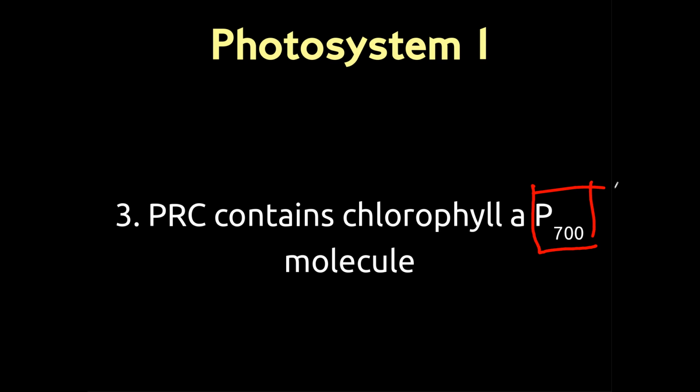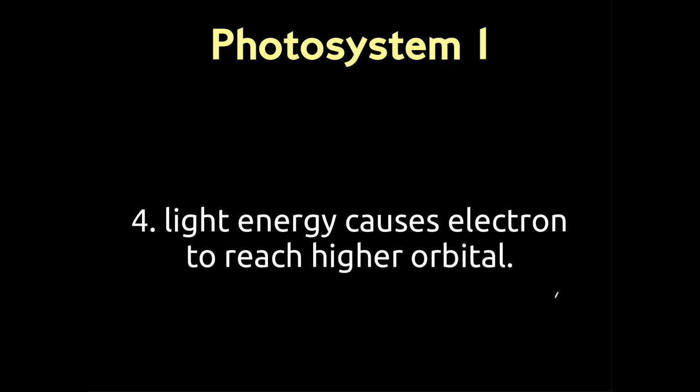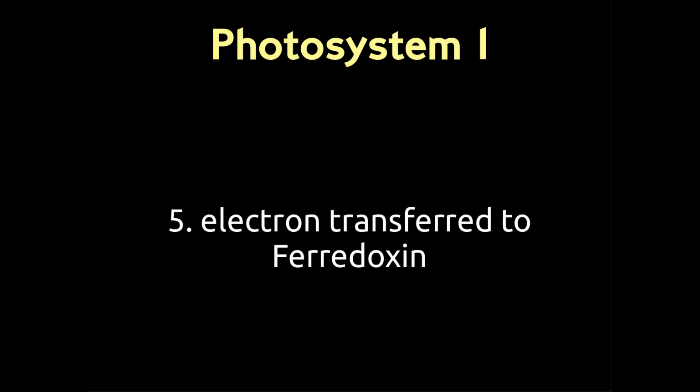The photoreaction center is going to contain another chlorophyll, P700. If you remember the previous reaction center that had P680, P700 is a chlorophyll with a maximal absorption at 700 nanometers, slightly modified from the chlorophyll in the previous reaction center. The light energy that photosystem 1 gathers causes an electron to reach a higher orbital, like we saw before, and that electron is transferred to ferredoxin, which we're going to talk about next. Photosystem 1 is essentially re-energizing the electrons traveling through the electron transport chain at this point.